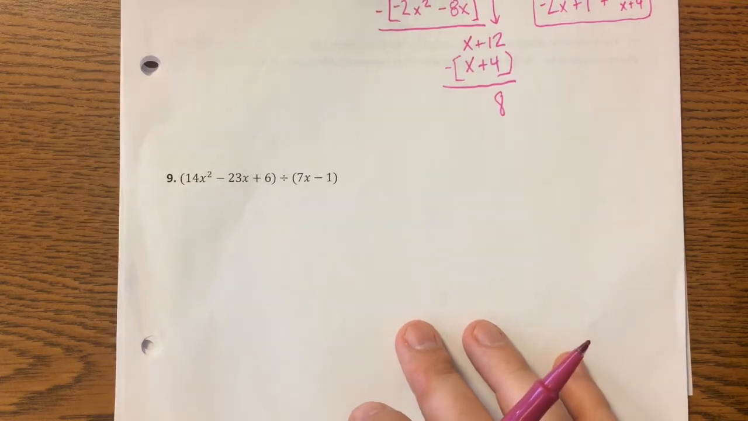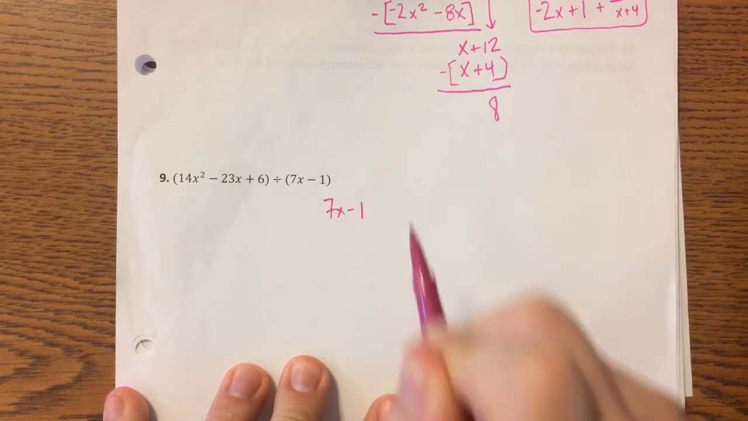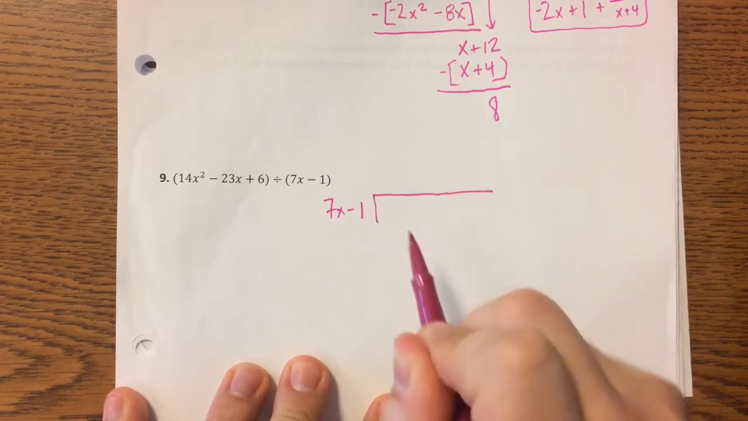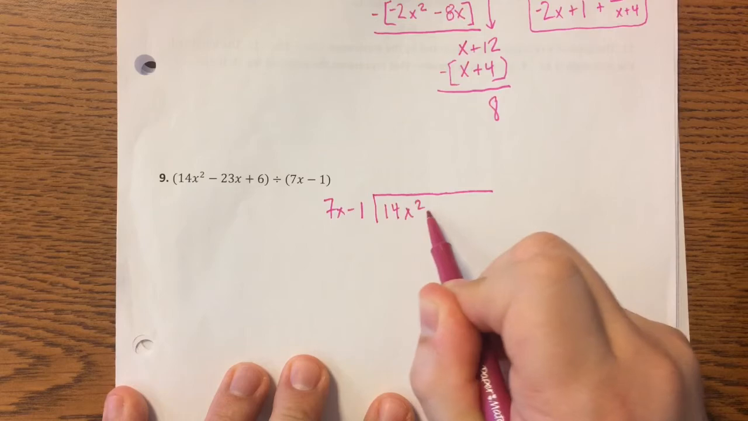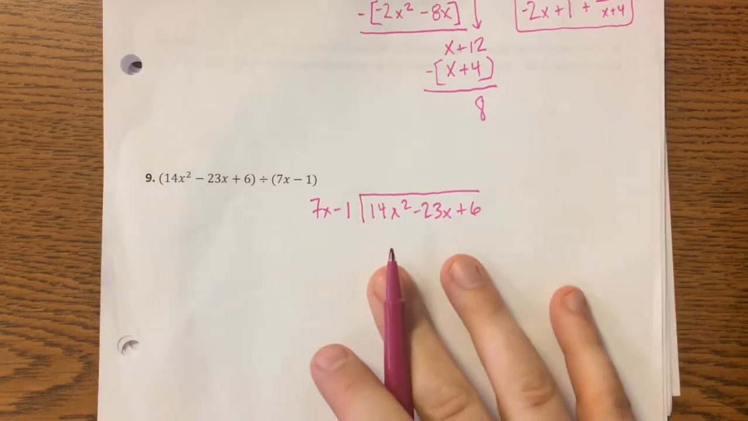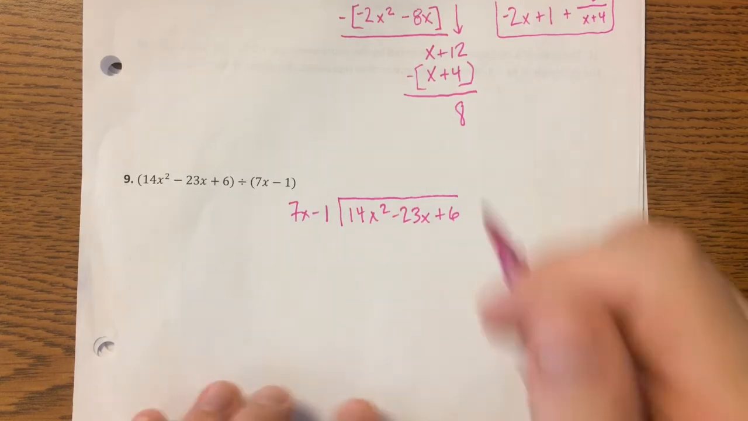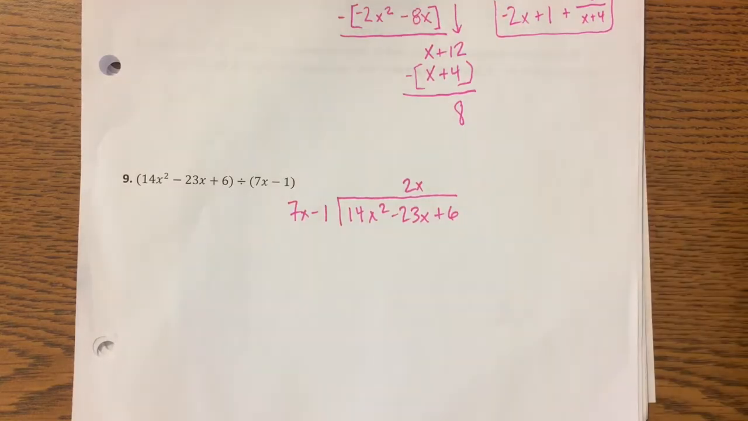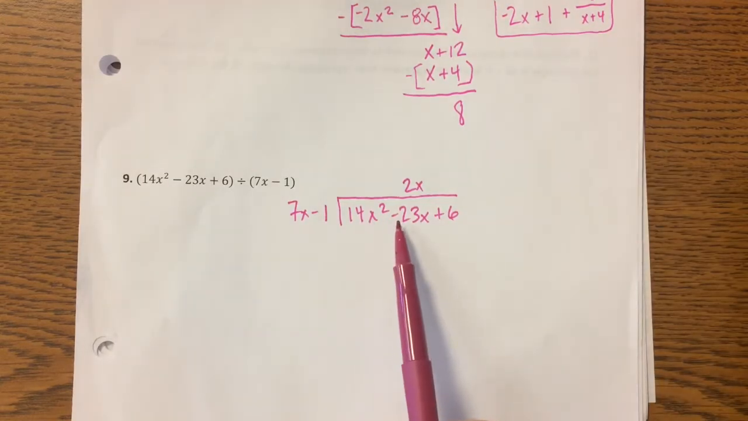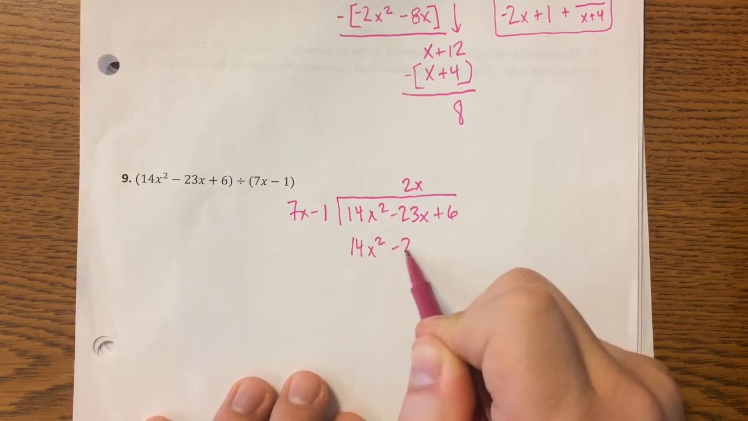So our divisor here is 7x minus 1, and my dividend is 14x squared minus 23x plus 6. All right, so what's going to be the first number I write on top? I'm not even going to lead you with the question here. 2x. Good. Because you want it to be x squared. So if I multiply by 2x, I get 14x squared minus 2x.